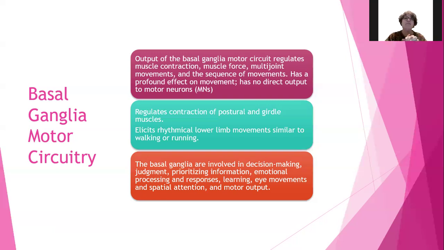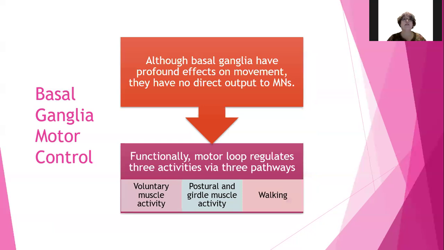So the main thing that we want to think about for motor function of the basal ganglia is the sequencing of movements and regulating muscle contraction and muscle force and multi-joint movements. Even though the basal ganglia have profound effect on movement, like we said, they have no direct output to motor neurons, lower or upper. They do talk to the upper motor neurons. They hang out in the same places in the cerebellum and in the cerebrum, excuse me.